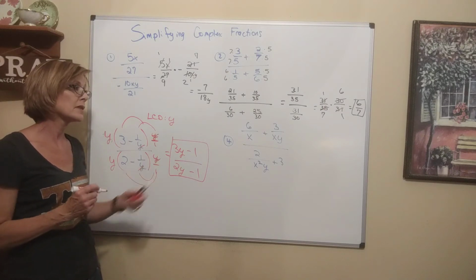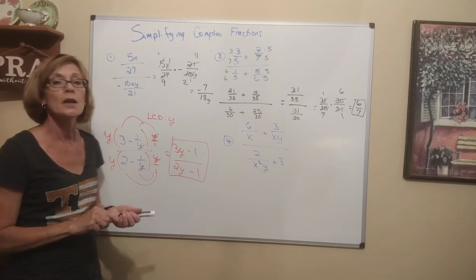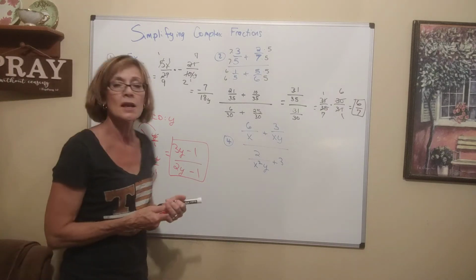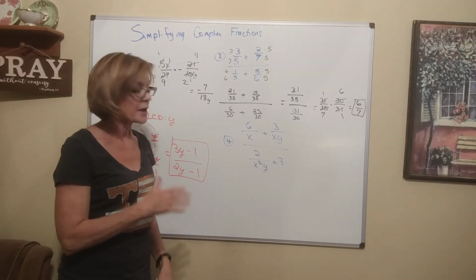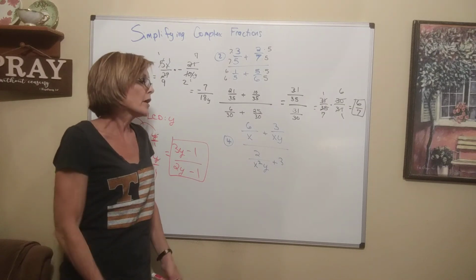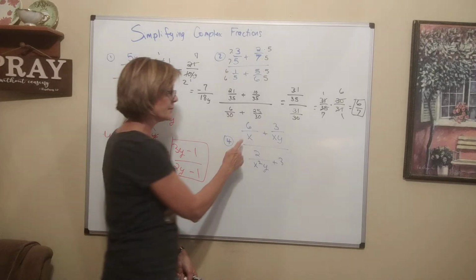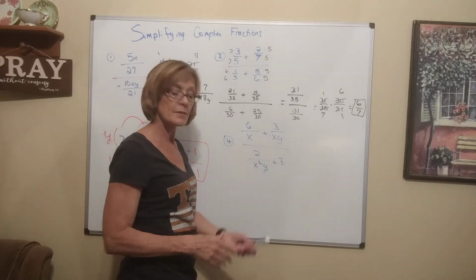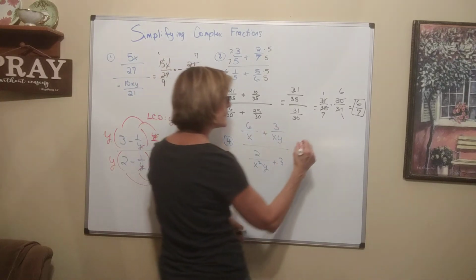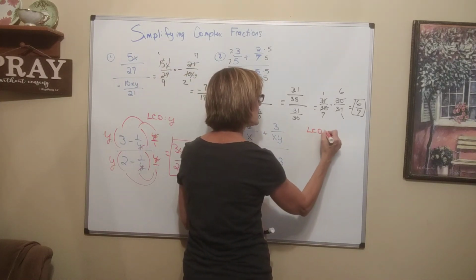Okay, I'm going to choose that method again to simplify number 4. Number 4 is 6 over x plus 3 over xy, over 2 over x squared y plus 3. What are all the little denominators that we see? x, xy, x squared y. What is the lowest common denominator we can come up with for that?